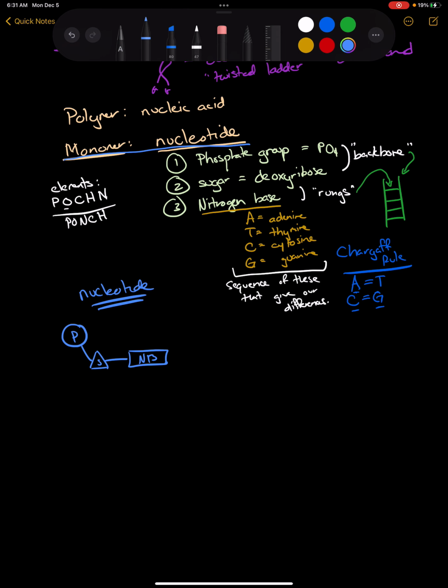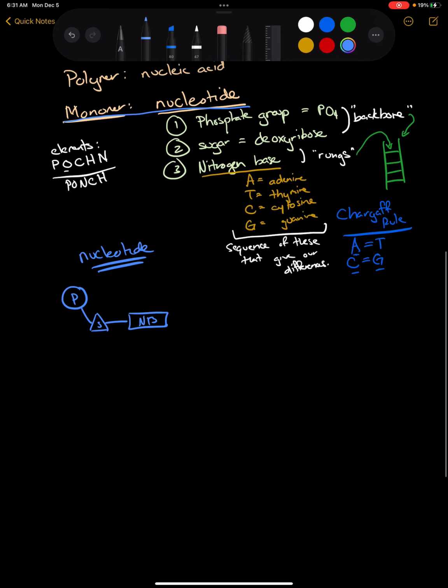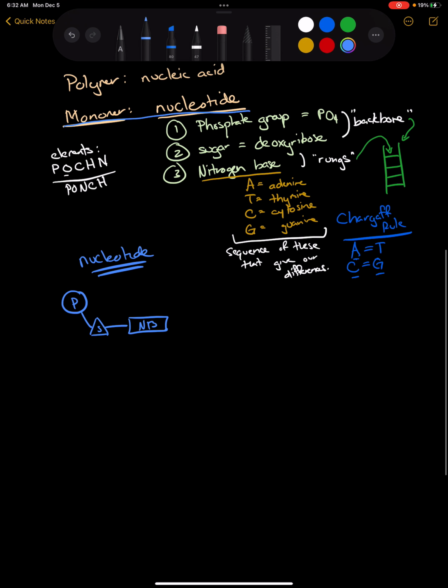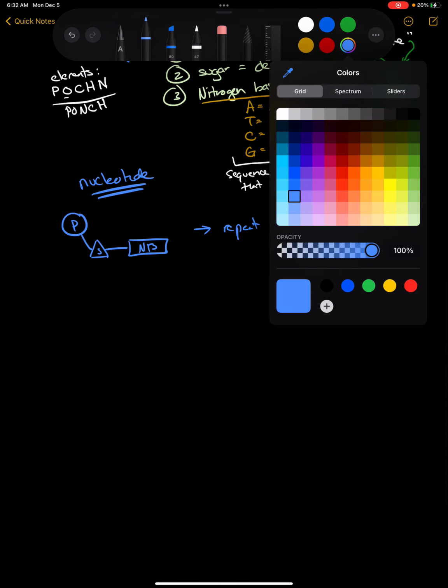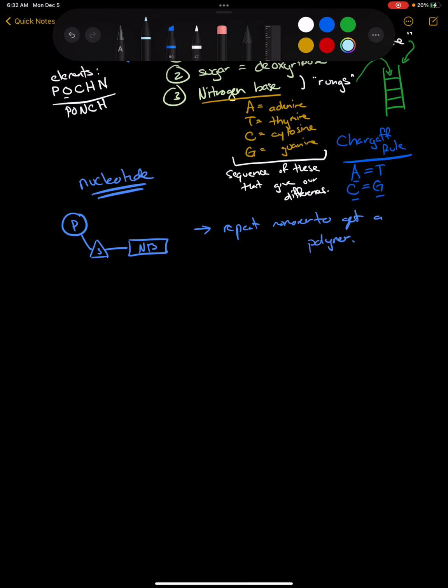But remember, nucleic acids are a polymer, and they're made of monomers. And if we remember correctly, monomer is one thing. So I have to put a bunch of these things together. I have to repeat the monomer to get a polymer. And so now we can draw that. So let's maybe make it in a different color. There you go. All right, so let's start. I have a phosphate, a sugar, and then a nitrogen base. And then I just repeat it.